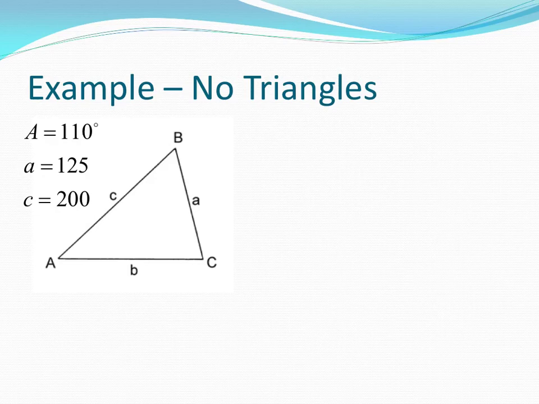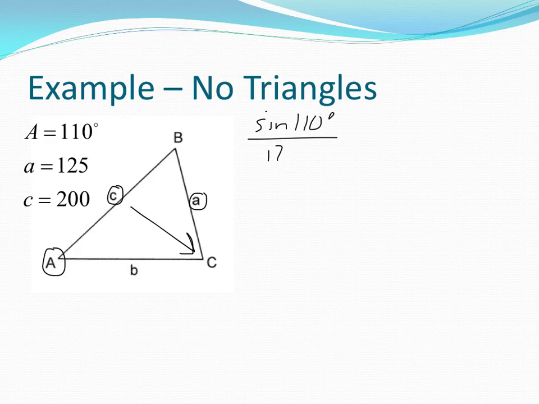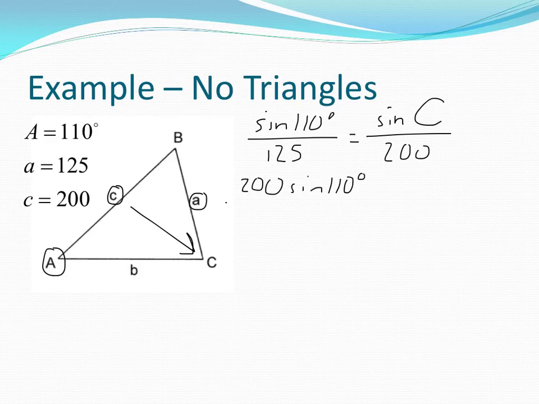So let's see what happens mathematically when there's a situation where no triangles could exist. This time we're given the same information, angle A of 110 degrees, side C, and side A. Now, when we start setting out the law of sines to find angle C, we would say the sine of 110 degrees divided by side A, 125, is equal to sine C over the side C of 200. Isolate the unknown value. And again, we're going to need to use the inverse sine to find the angle.